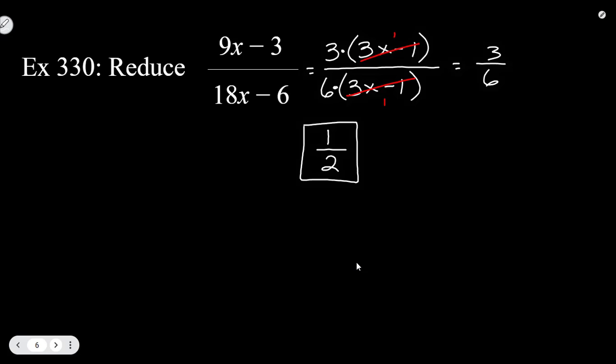So again, the only reason we can cancel these is because they are exactly the same, 3x minus 1 and 3x minus 1. If there's anything different about them when there's adding or subtracting, we can't cancel them. So adding or subtracting, you have to cancel the whole thing or you can't cancel anything.